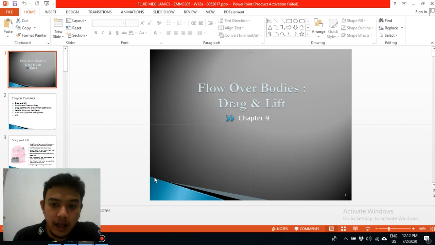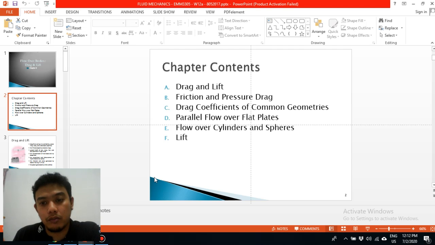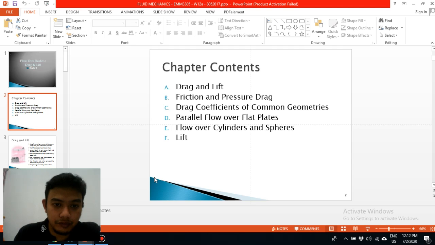This is our next topic, chapter 9, flow over bodies, which is drag and lift. This is our second last chapter. In these topics, we will learn about drag and lift, friction and pressure drag, drag coefficient of common geometries, parallel flow over flat plates, flow over cylinders and spheres, and also lift.